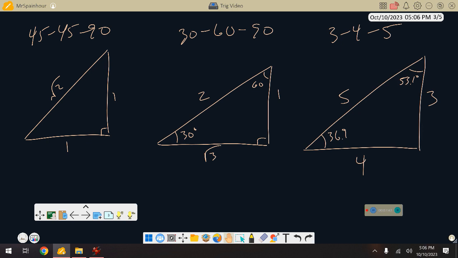45, 45, 90 is 45 in the corner, 45 in the corner. Each of the sides is a 1, and the hypotenuse is root 2. 30, 60, 90: the small angle is across from the small side. Hypotenuse is 2. The big angle is across from the big side over there. So obviously that can be written differently. Most people are used to the first two.